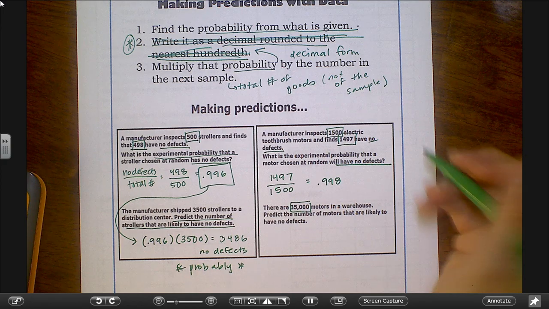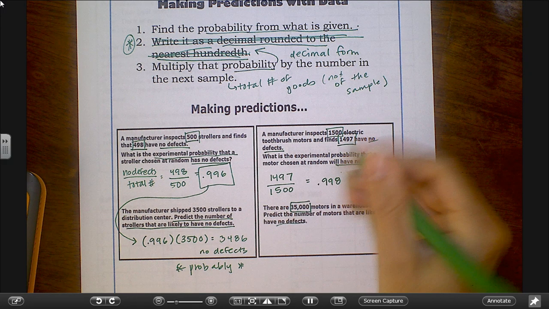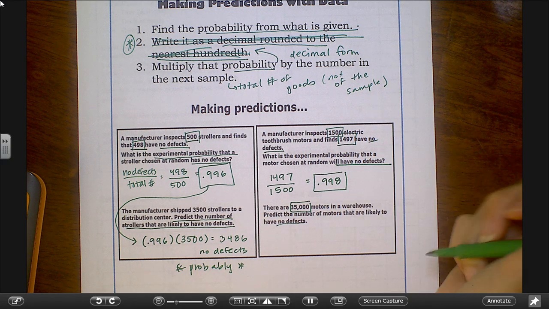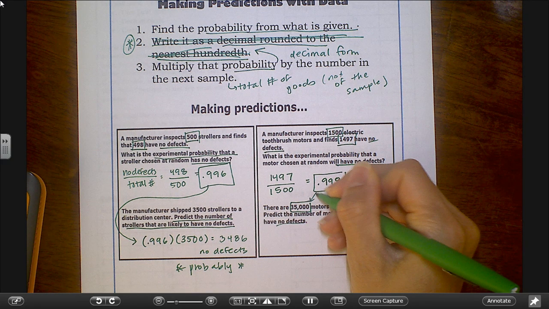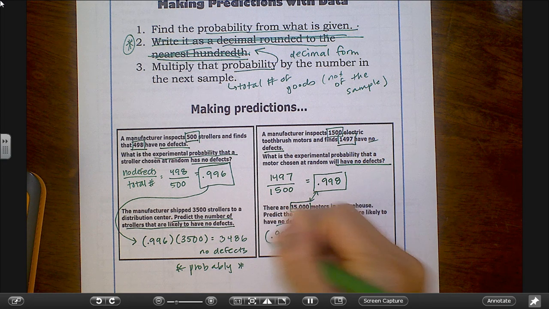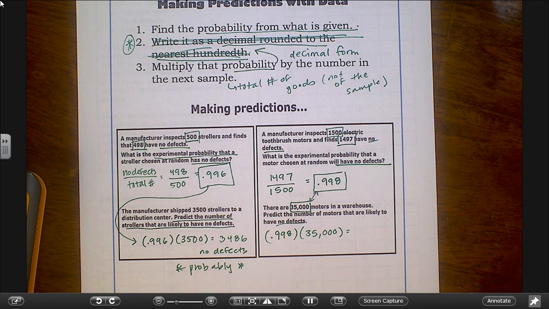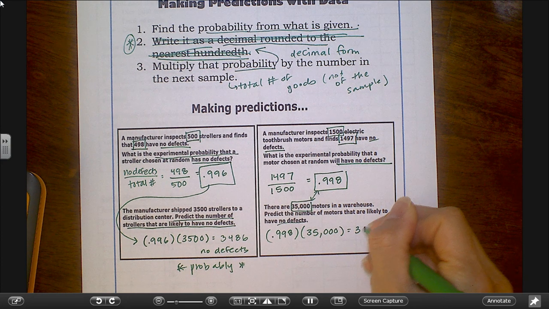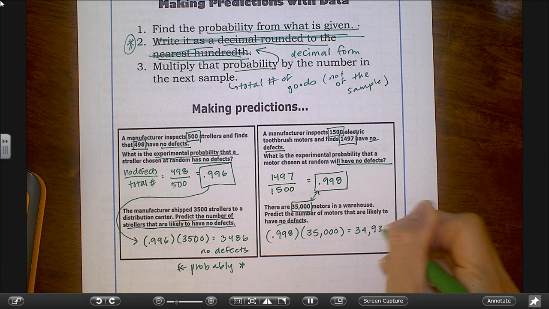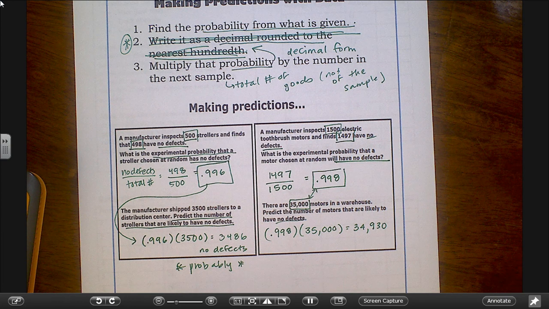35,000 motors in a warehouse. What do we think the number of motors that are likely to have no defects? So again, this is the probability of having no defects. So we multiply these two numbers together. So 0.998 times 35,000. That's a lot of electric toothbrushes. 0.998. Okay. 34,930 should be, anyway, defect free.